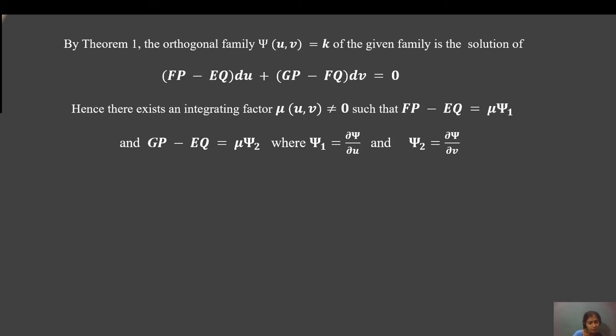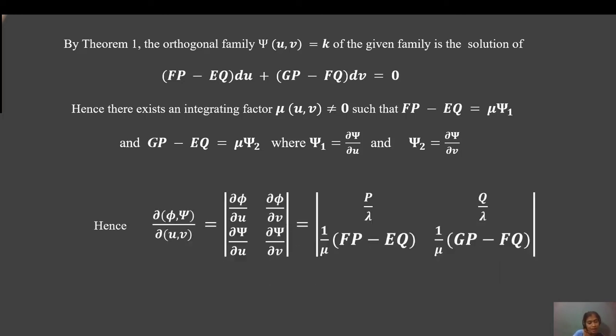Both of these equations are generated as the independent variables are changed to the form above. Then del(phi, xi) upon del(u,v) is noted in matrix form: the first row is del phi upon del u and del phi upon del v, and the second row is the same for xi, where xi and phi are changed. Then put in the values P by lambda and Q by lambda, that is 1 by mu times (fP minus eQ) and 1 by mu times (gP minus fQ).